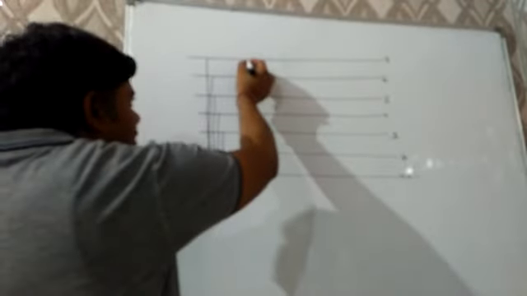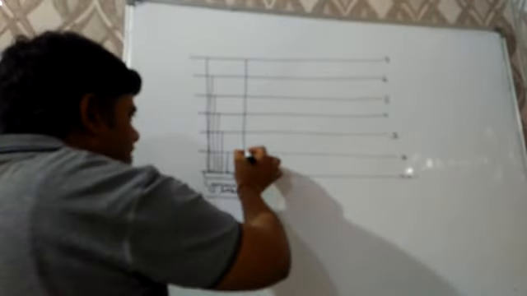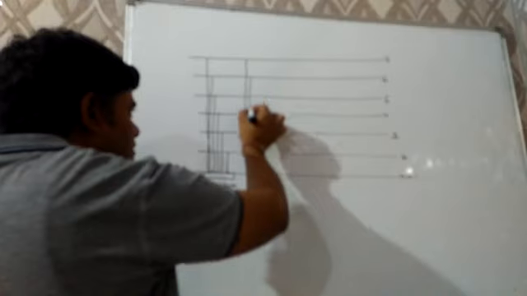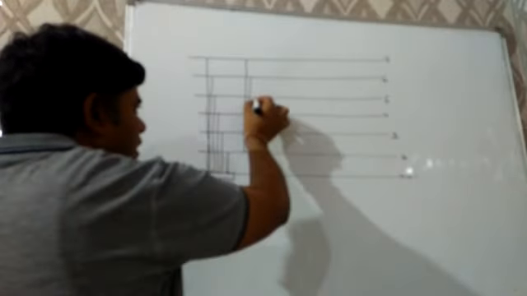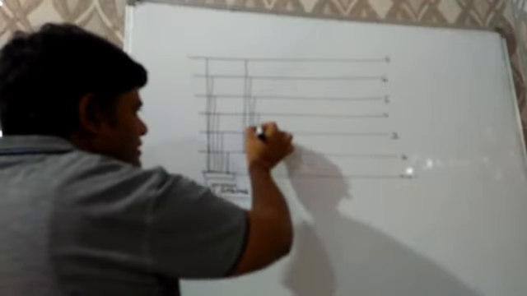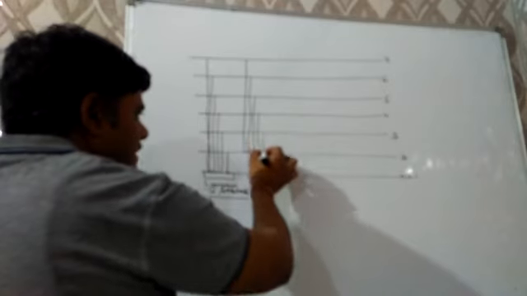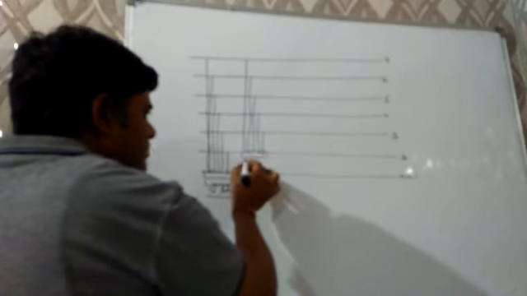The next series of lines I have mentioned is known as Balmer series. The second series of lines is known as Balmer series.